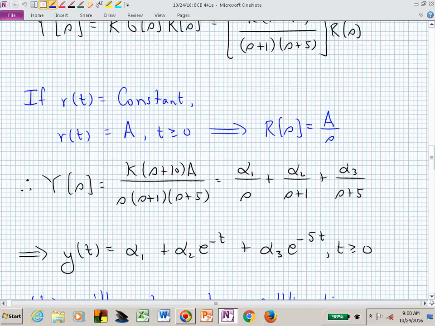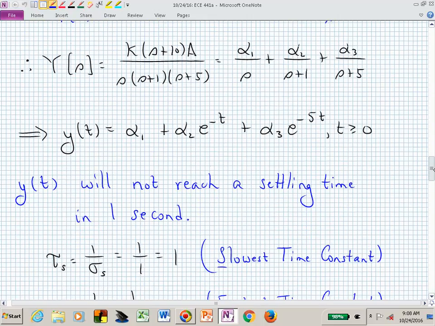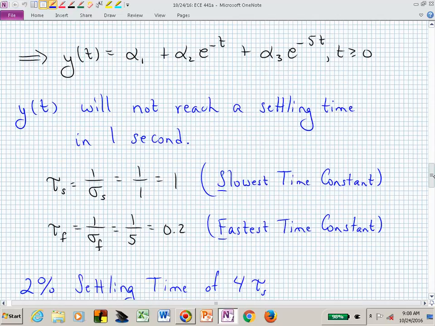You have a constant, and then you have some transients. And how quickly those transients decay is obviously influenced, in this case, since we didn't close the loop, by the open loop poles. We had a pole at -1 and a pole at -5. And you can see then that with this y of t, you aren't going to achieve a 2% settling time of 1 second or less, because we have this time constant for our pole at -1 being 1.